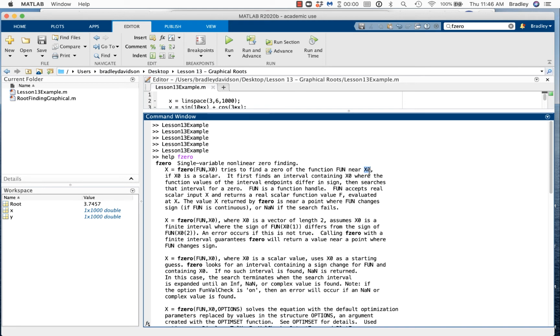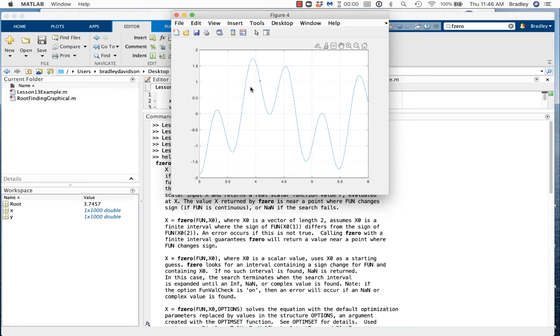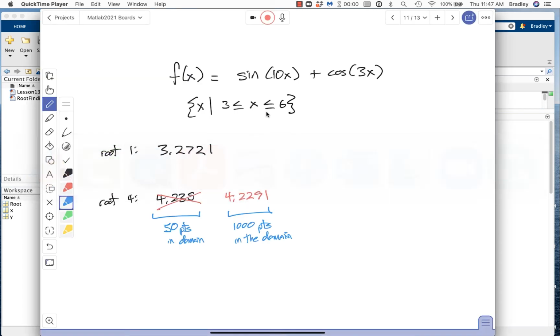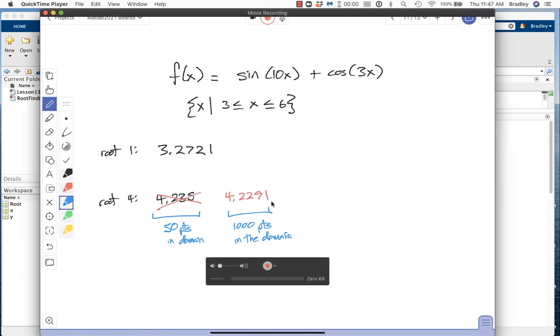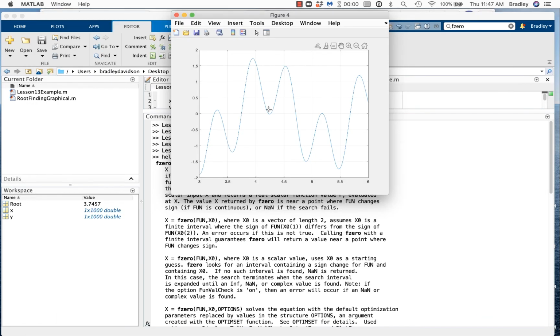And so that's why it's really important to plot the function that you're finding the roots on, because if I want to find the root that we said just a moment ago is equal to 4.2291, then essentially I need to give it a guess. And so the guess that I'm going to give it in this fzero built-in function should be somewhere near 4.2. And so let's investigate that.